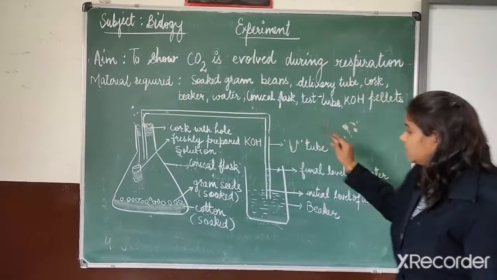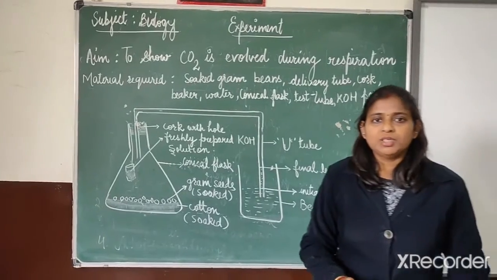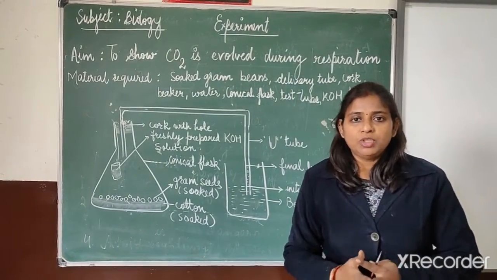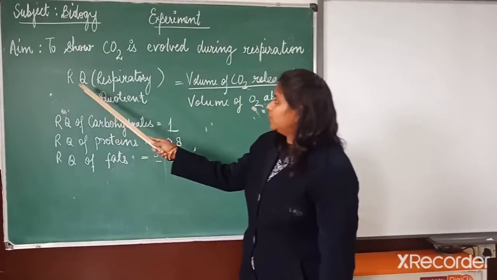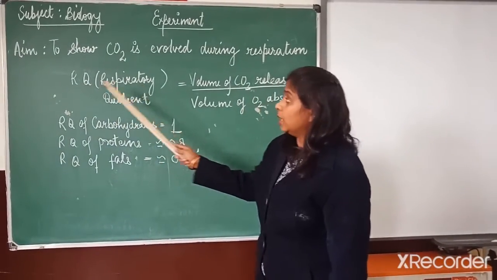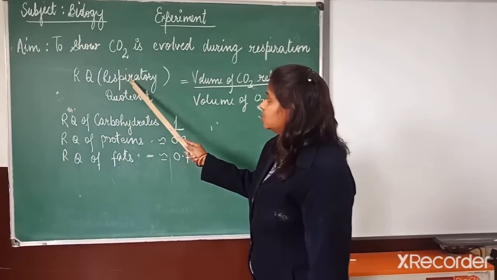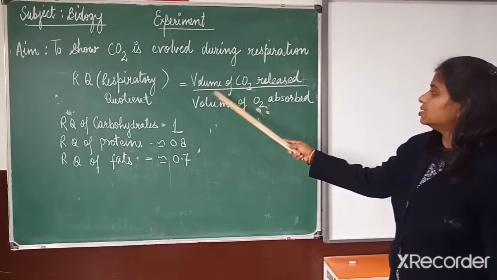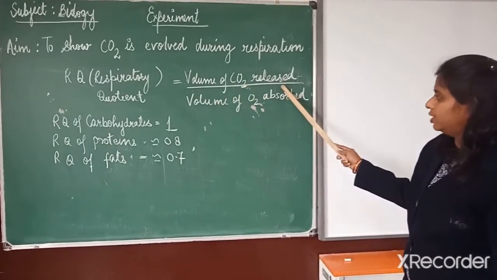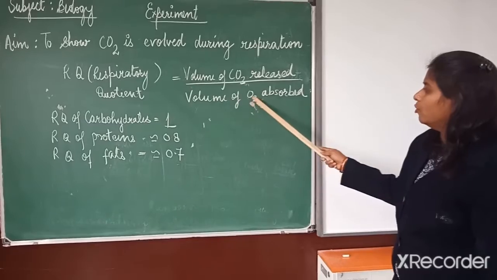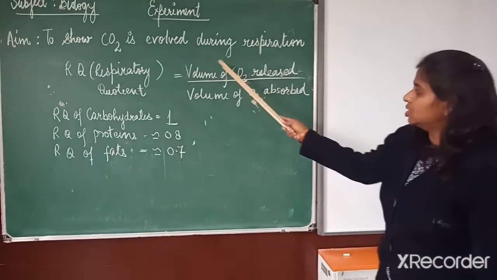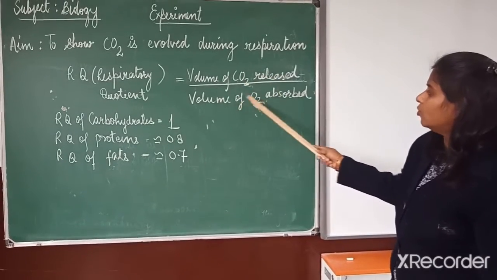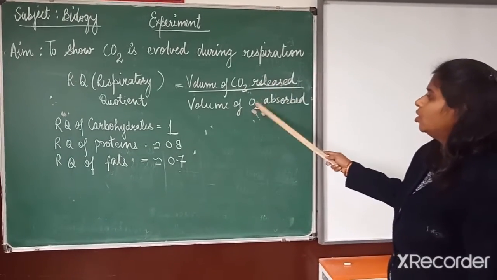So this is the whole experiment. I hope you all have understood this concept, how to find out that carbon dioxide is evolved during respiration. Now in this way we can find out the RQ also. What is RQ? RQ is the respiratory quotient, as you can see. This is the volume of carbon dioxide released to the volume of oxygen absorbed.